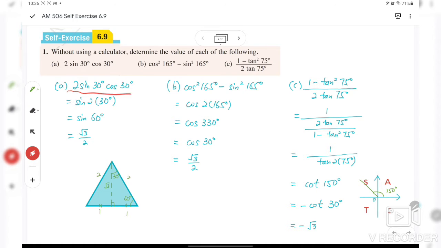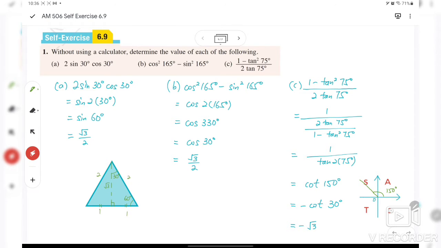From 2 sine 30 degree and cosine 30 degree, we can see the sine 2 times formula is applied. So, sine 2 times 30 degree is sine 60 degree. From the equilateral triangle, we can know sine 60 degree is square root 3 over 2.